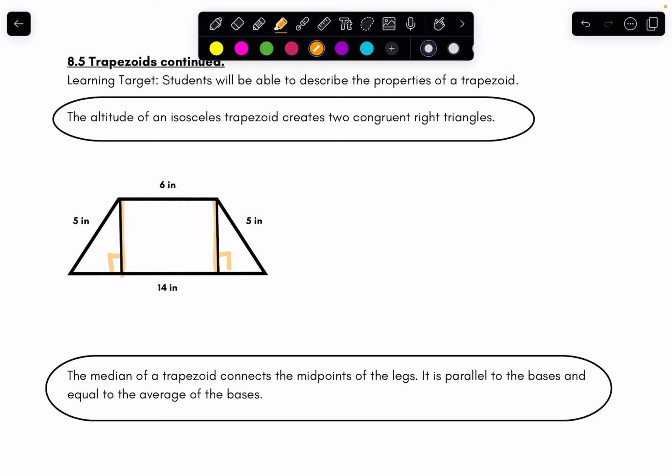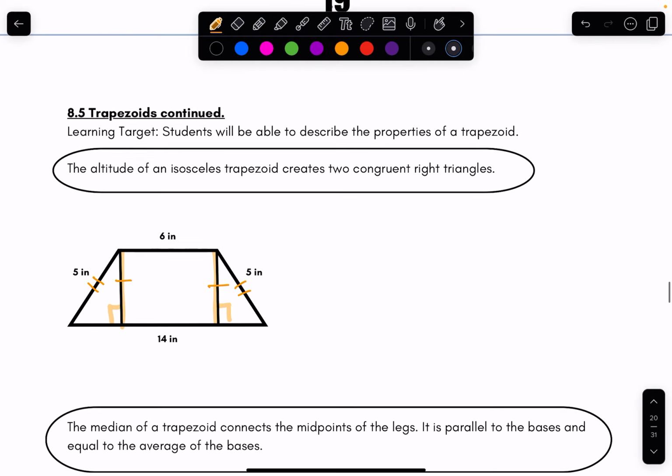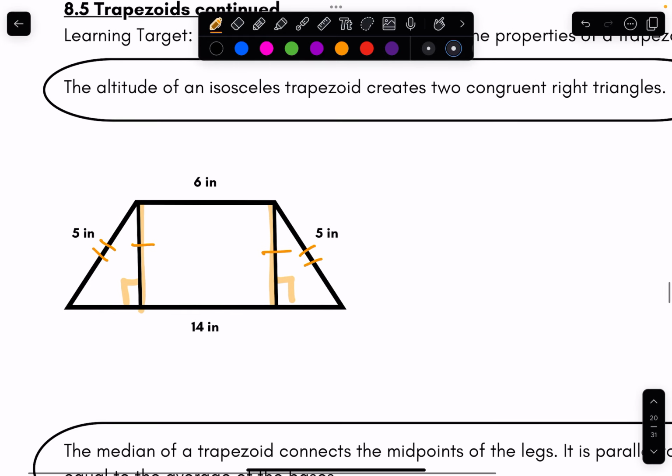And because we know that these two are the same, right? They're the same height. We then have the same hypotenuse in this right triangle. By HL, you know that the triangles have to be congruent. So because of this, you know that these pieces must also be congruent.